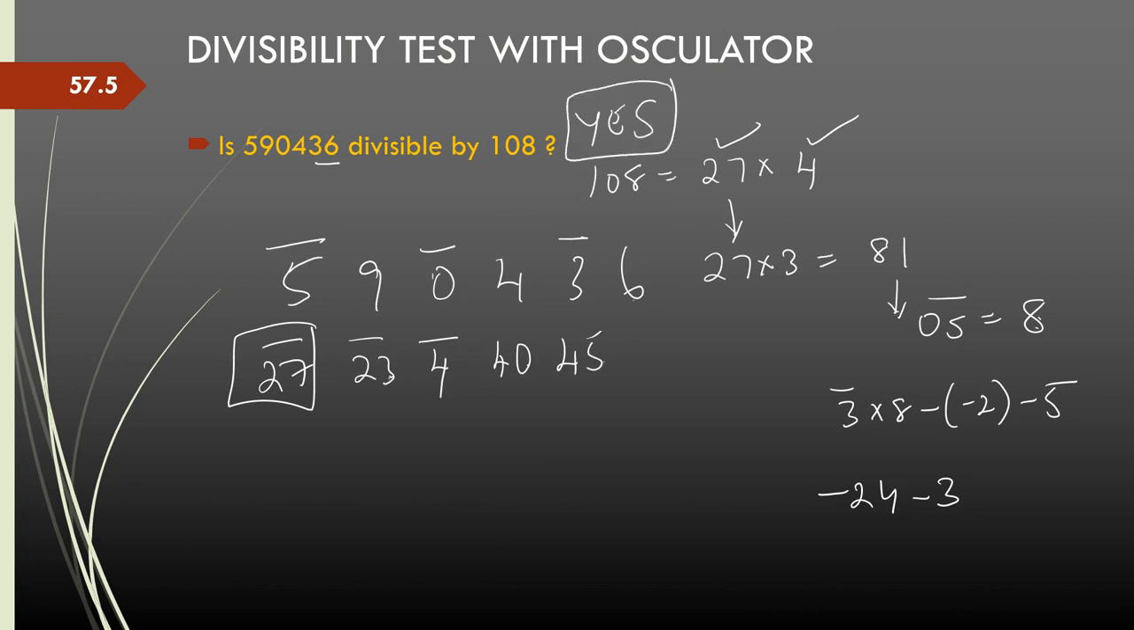So this is how I should be able to handle 2-digit and maybe some of the 3-digit divisors with a combination of osculation and other divisibility rules for smaller numbers we know.